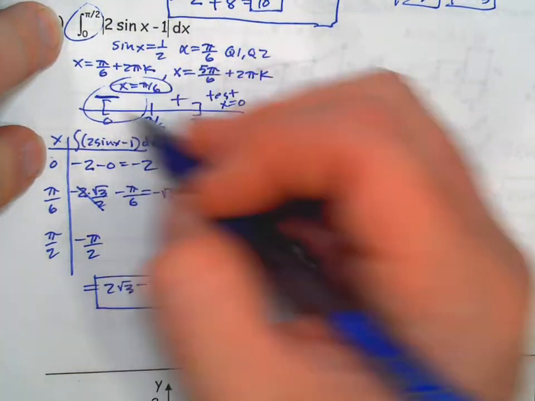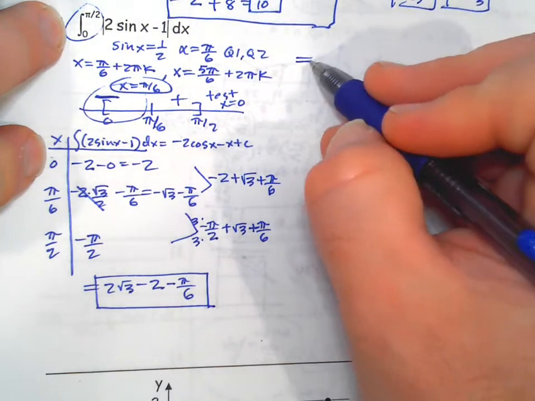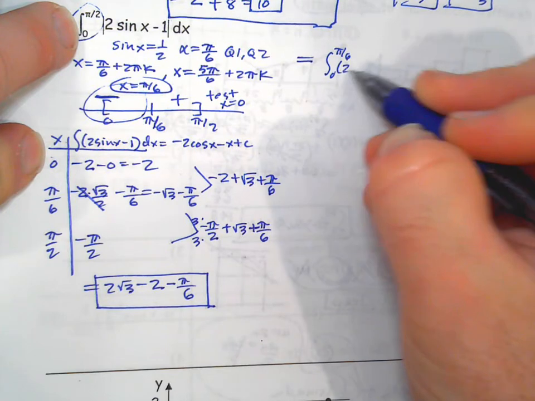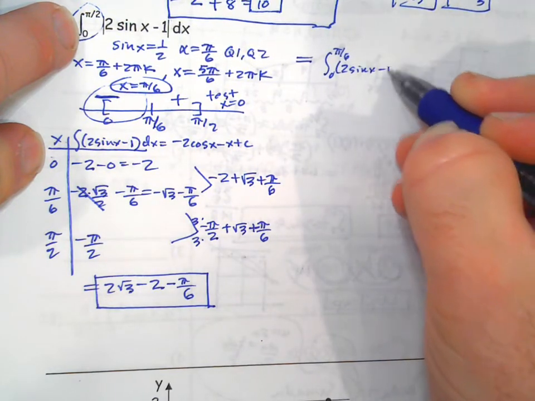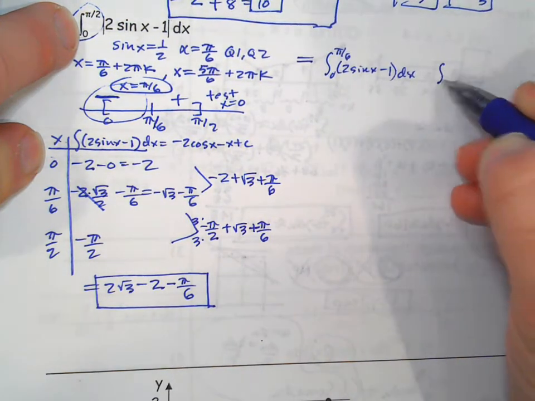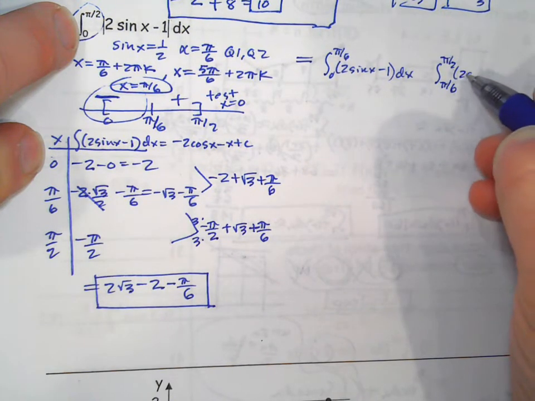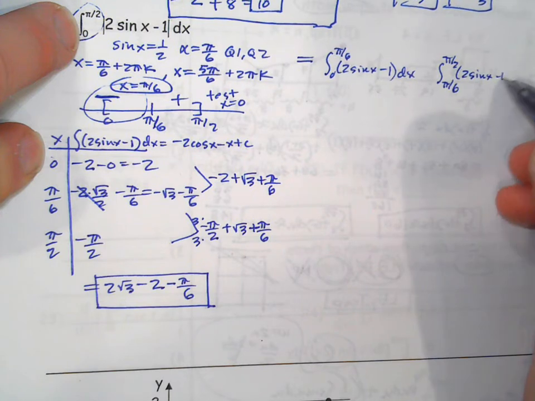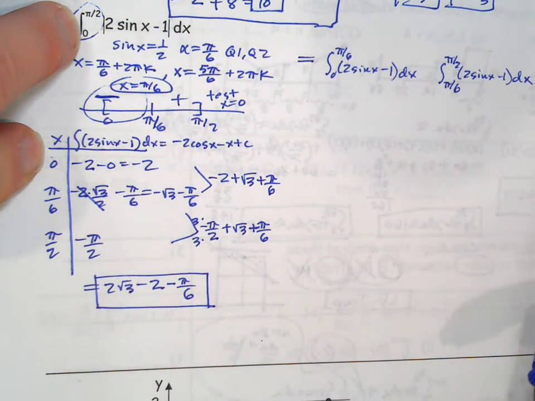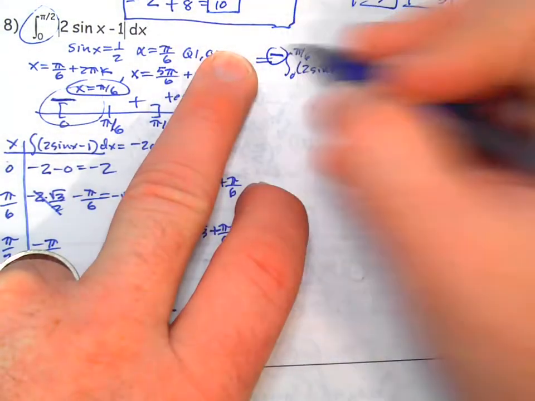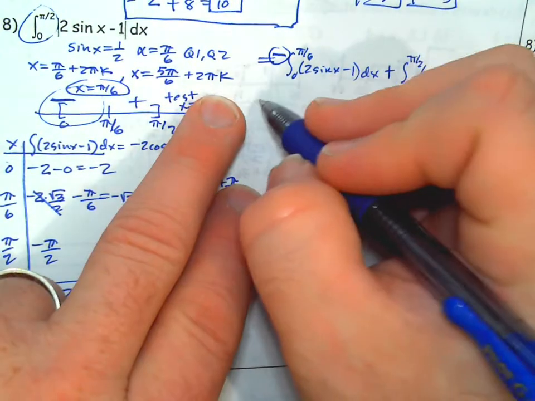Otherwise, we could do all that work that we just did and then split it up and say, okay, we're going to do 0 to pi over 6 of 2 sine x minus 1 dx. And we're going to do pi over 6 to pi over 2 of 2 sine x minus 1 dx. Drop the absolute values. That's the whole point of this. Fix the negative one with an extra negative in front. And then get to work.